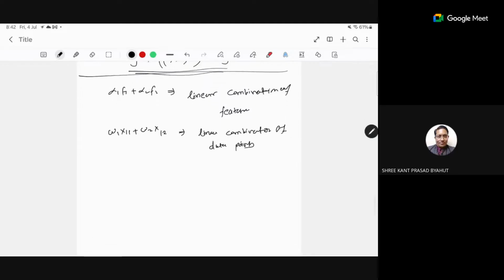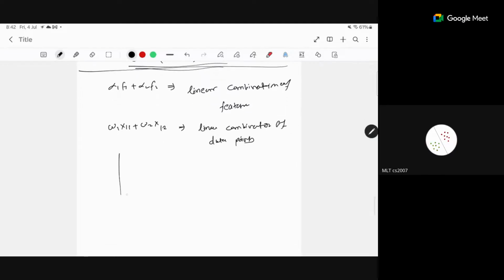I'll write down both the figures here. Here F1, F2, and this is alpha 1 F1 plus alpha 2 F2. Basically it is coming as alpha star, because we are saying alpha star is alpha 1, alpha 2, a 2 dimensional vector, right? Is that fine?